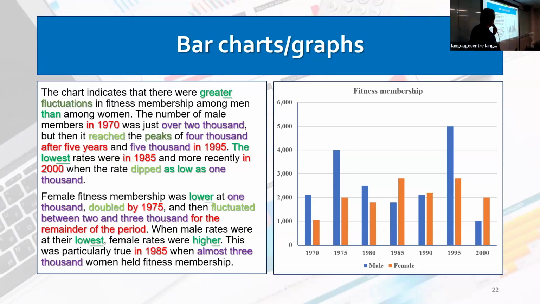Now I'm describing a chart on fitness membership. The chart is shown here. This is a bar chart, or some people will call it a bar graph. After studying the bar chart, I've written 2 paragraphs here. Notice how I use different types of grammar and vocabulary items. Let me begin by talking about the most important one. Can you see the words in green or light green? Maybe we talk about this first.